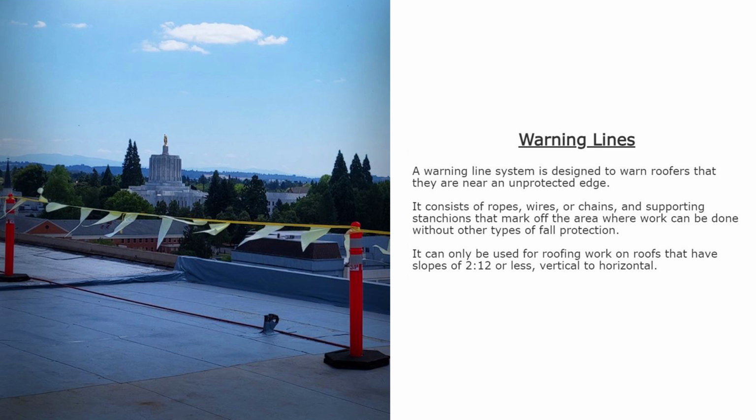Warning lines. A warning line system is designed to warn roofers that they are near an unprotected edge. It consists of ropes, wires, or chains, and supporting stanchions that mark off the area where work can be done without other types of fall protection. It can only be used for roofing work on roofs that have slopes of 2-12 or less, vertical to horizontal.